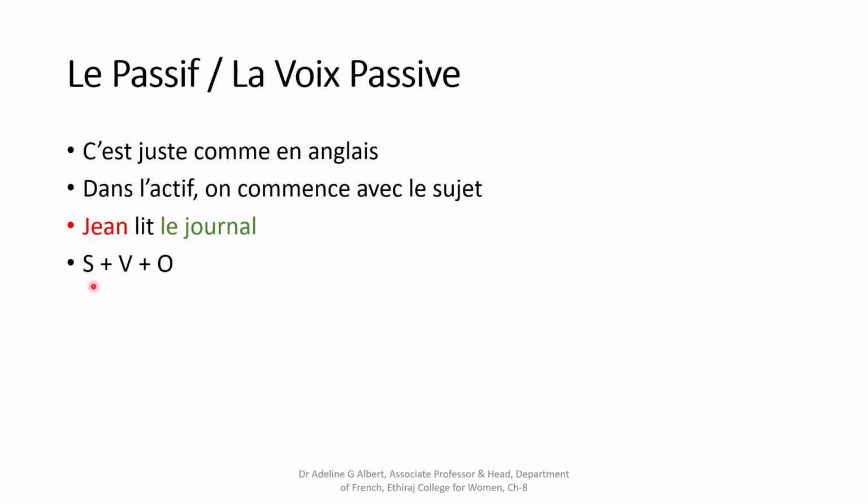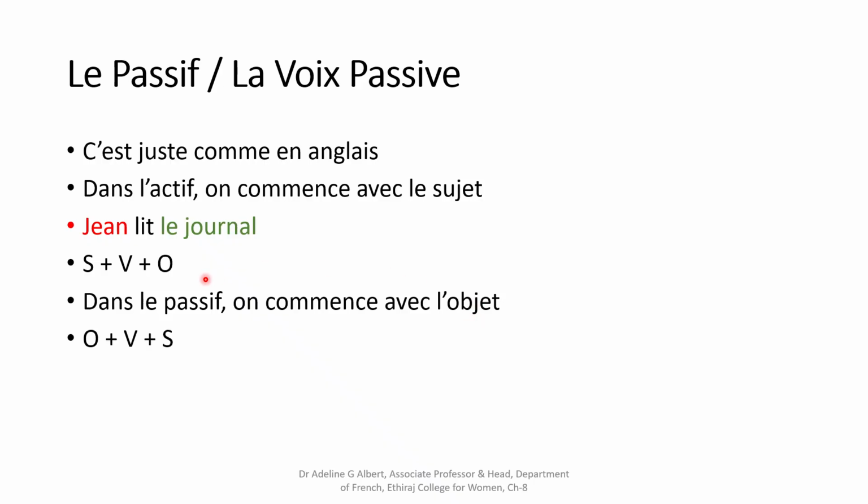You say pourquoi? This is why I've told you always to remember subject, verb, object. This is the normal structure, the normal design of an active sentence in French. Mais dans le passif, on commence avec l'objet. See, the subject and the object are inverted. So now you will have a different type of structure. Can you see? The object now has the main role and the subject goes into the final position. D'accord? So this is the passive voice.